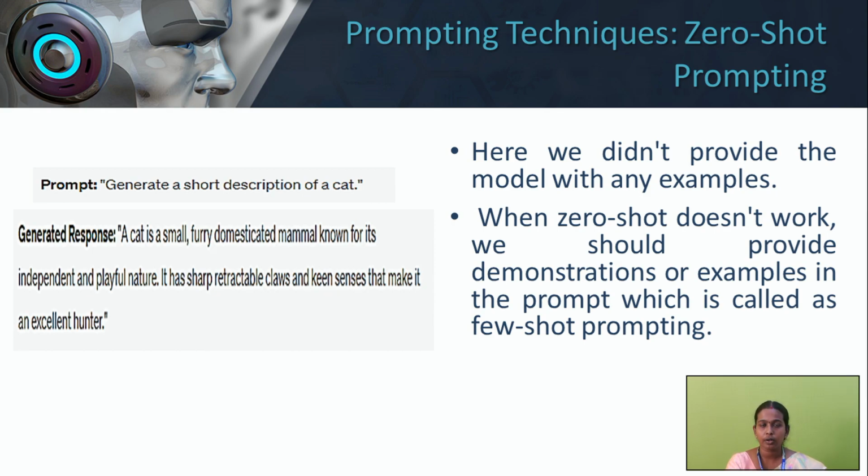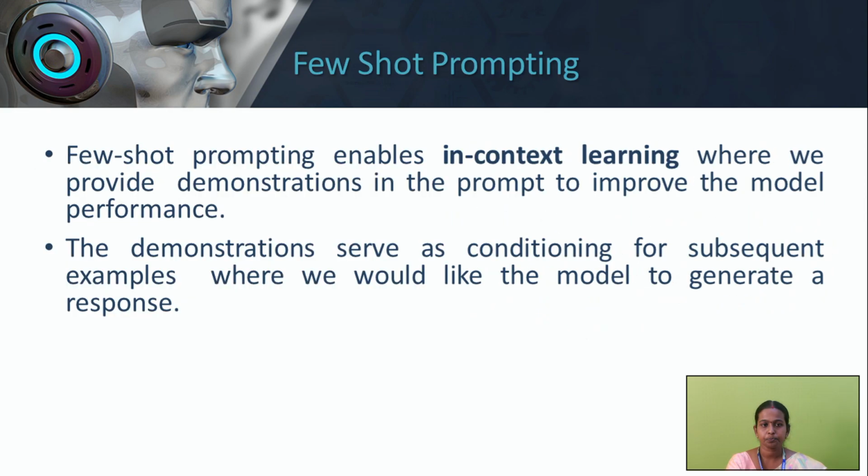For example, I have included: generate a short description of a cat. I have not specified how it has to describe the cat, and I have not provided any example. I just asked the system to describe the cat, and based on that, it has been describing. This type of prompting technique is called zero shot prompting, and there is no need to include examples in it.